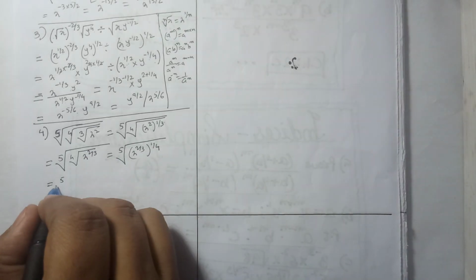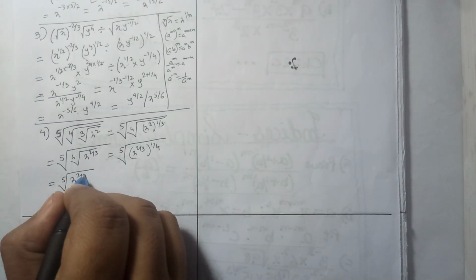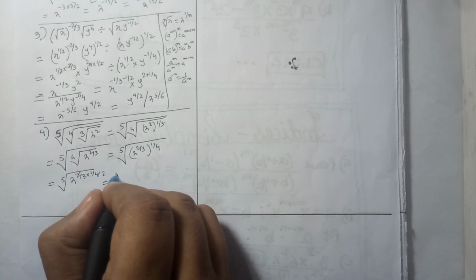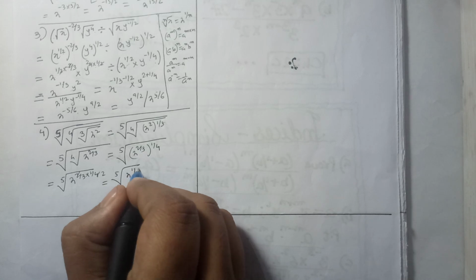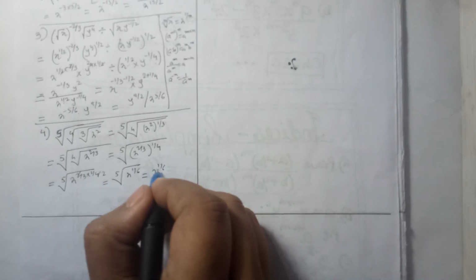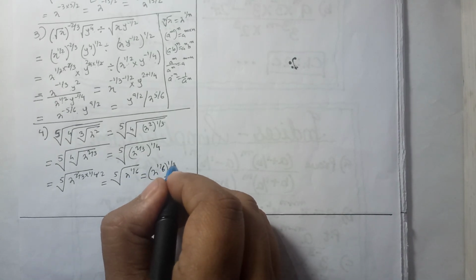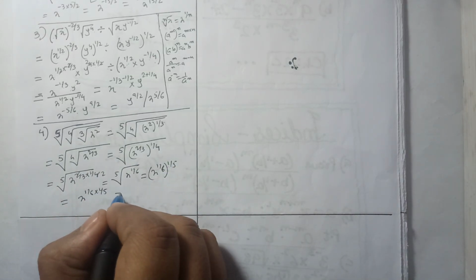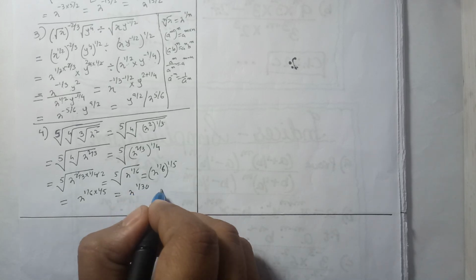This brings us to the next step, that is x to the power of 2 by 3 to the power of 1 by 4. The powers will get multiplied. 2 2s are 4. Fifth root of x to the power of 1 by 6. X to the power of 1 by 6 to the power of 1/5. So x to the power of 1 by 6 into 1 by 5. X to the power of 1 by 30.